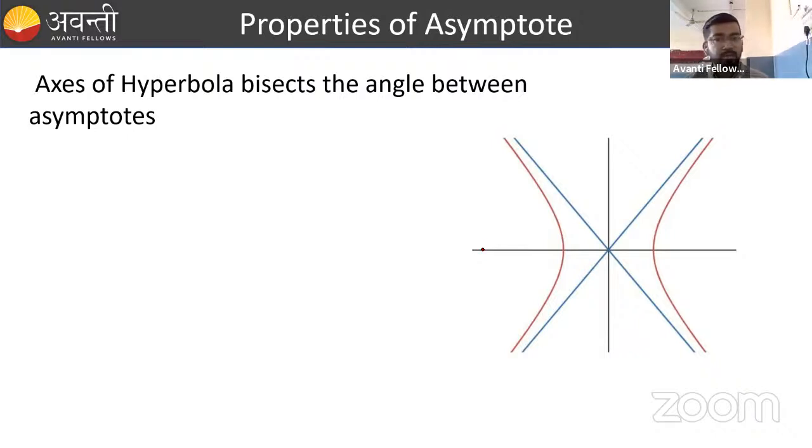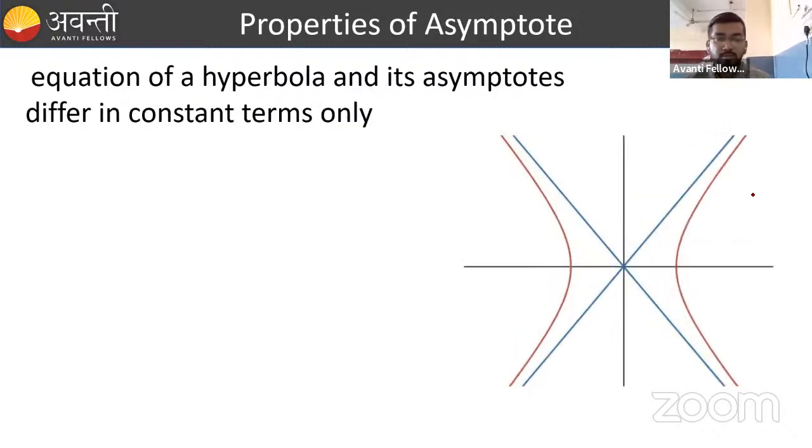The axis of a hyperbola bisects the angle between the asymptotes. What this is saying is that this line and this line bisect the angle between the asymptotes. Let's say the whole angle between the asymptotes was alpha, so this angle will come out to be alpha by 2. If this angle was beta, this angle will come out to be beta by 2. So this is what it does. It bisects the angle between the asymptotes.